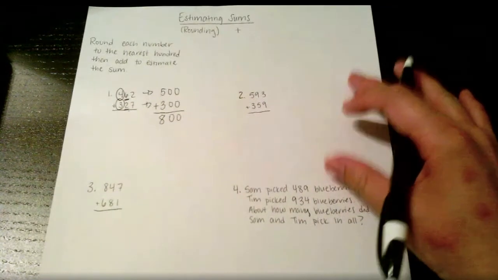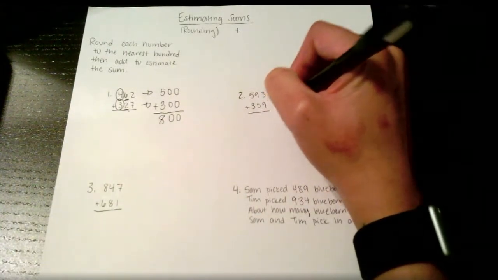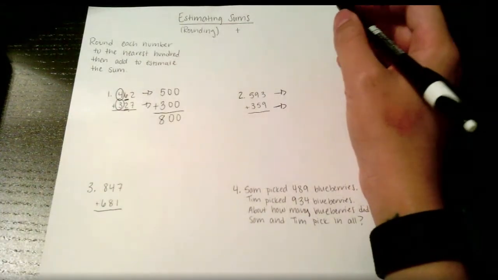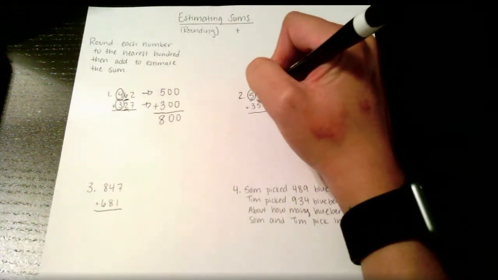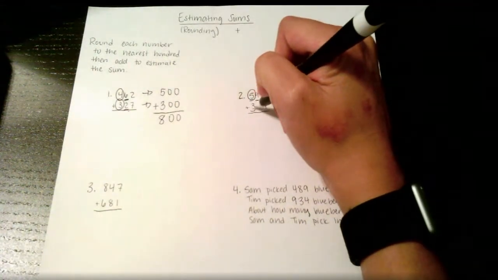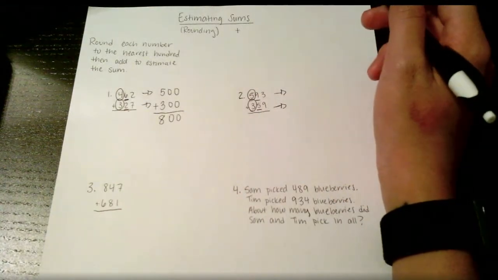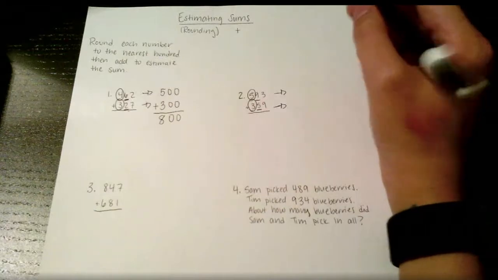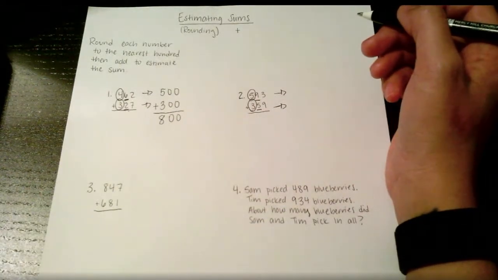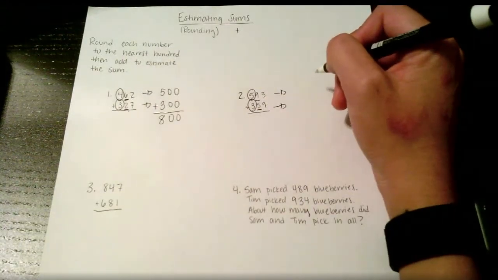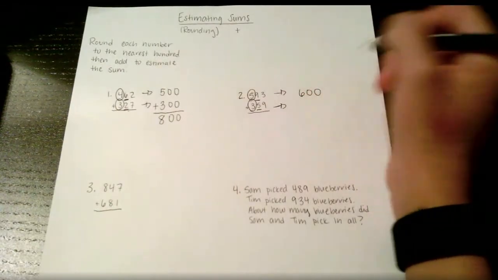Alright, let's look at number 2. So same thing, I'm going to start with drawing my arrows. And again, remember, we're rounding to the hundreds place this time. I'm circling my hundreds, underlining my tens, circling my hundreds, and underlining my tens. So 593. Well, looking at my tens, this 9 tells me I need to add one more and I'll be just fine. So 593 is going to round up to 600.